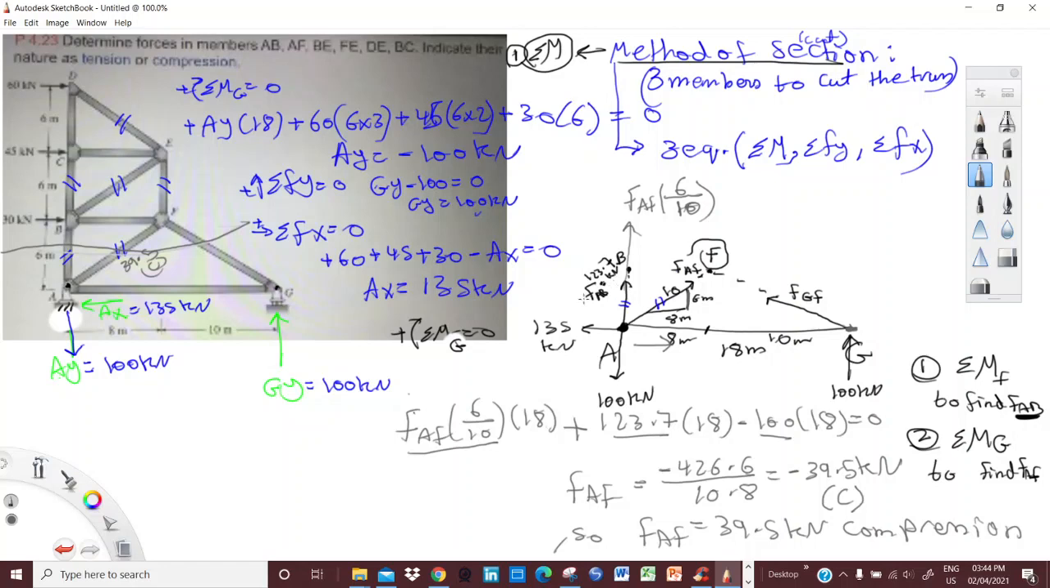And you have the other part, which is AB, 123.7 kilonewton tension. Let's not forget to say kilonewton. So I found the members AB and AF. Let's go with doing a section at BC, BE, and EF.